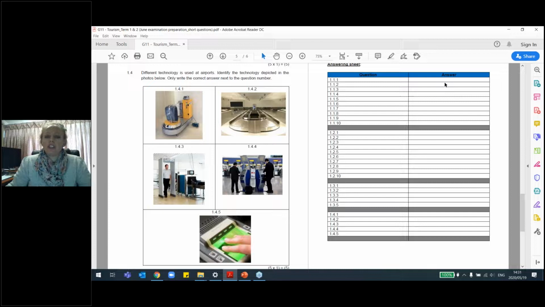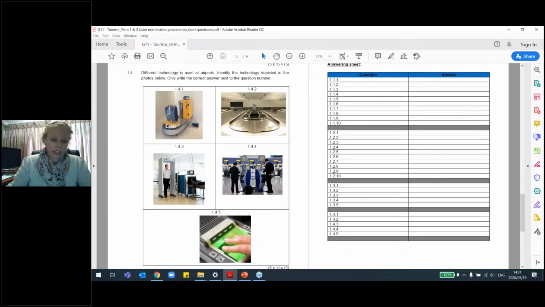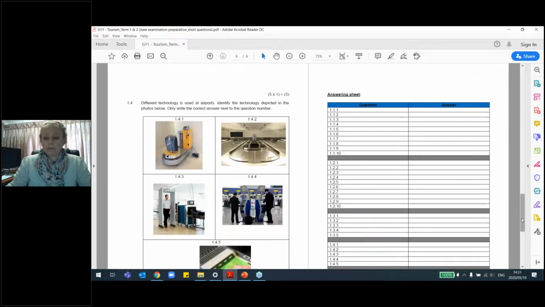You will also see that I've given you an answer sheet, so you can just write your answers on the answer sheet, and then I will make sure that you get the memorandum to see where you went wrong or what answers you got right, so you can see or track your own learning.